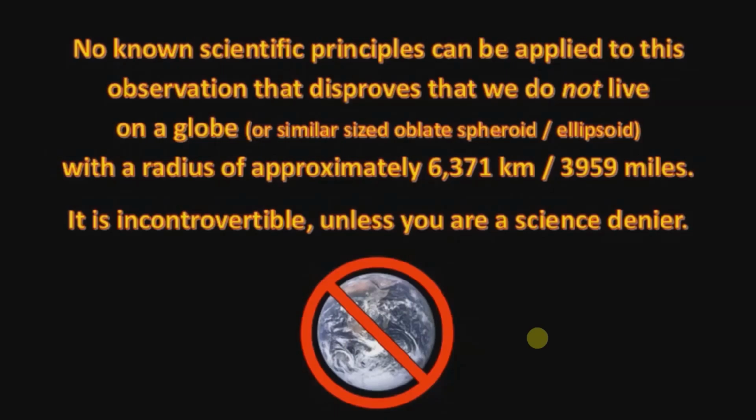No known scientific principles can be applied to this observation that disproves that we do not live on a globe, or similar-sized oblate spheroid ellipsoid, with a radius of approximately 6,371 kilometers, or 3,959 miles. It is incontrovertible, unless you are a science denier.